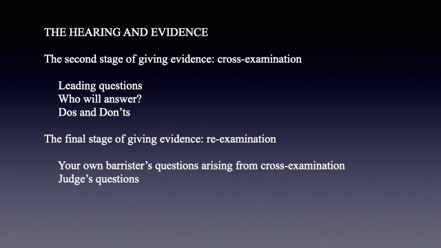The third or final stage of giving evidence involves questions from your own barrister, and it is called re-examination. Where your barrister chooses to ask you questions at this stage, they will be for clarifying your evidence in cross-examination. The barrister cannot ask questions about something new at this stage which did not arise in cross-examination.